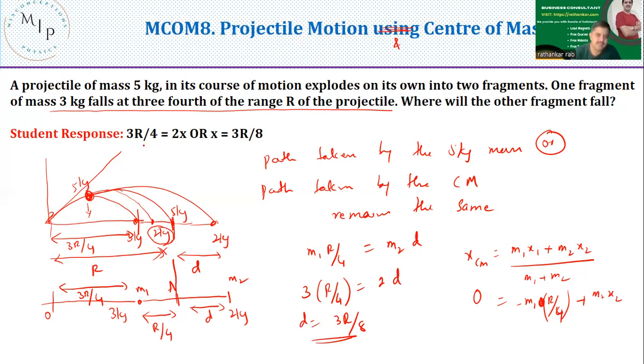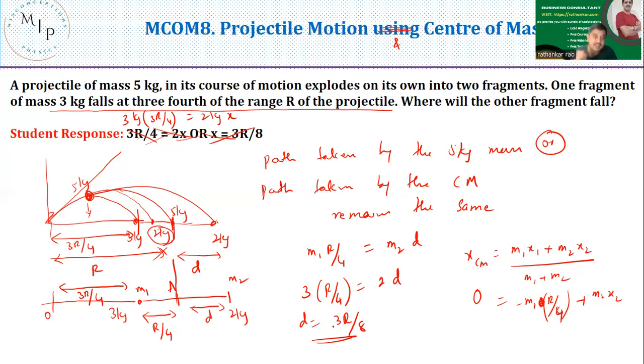What he had done is, sorry, this is not the way he did it. I'll show you what he had done. He had taken 3 kg multiplied by 3r by 4 should be equal to 2 kg multiplied by x. He did something like this and finally got an incorrect answer. This is what you call a deadlift problem. A deadlift problem refers to when you have a set of equations, you just take any equation that you need and finally arrive at an answer, which is incorrect.